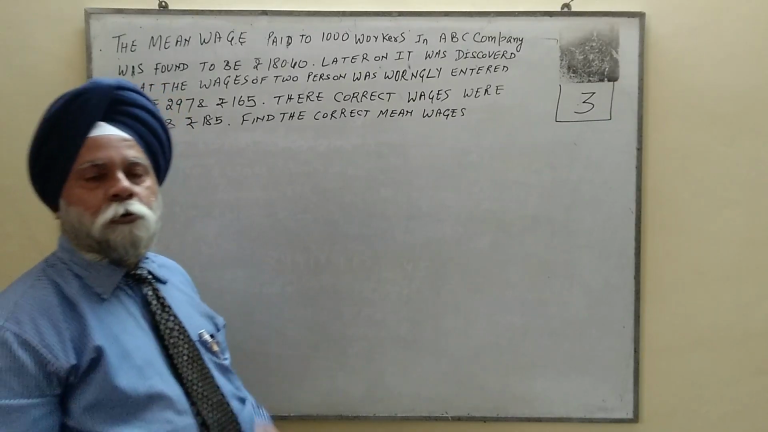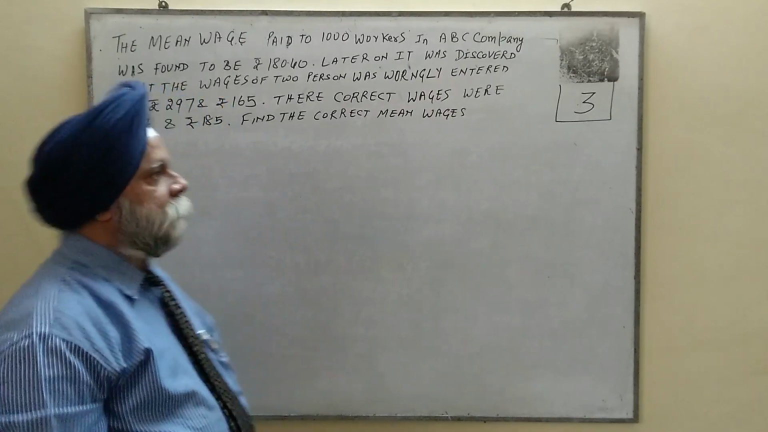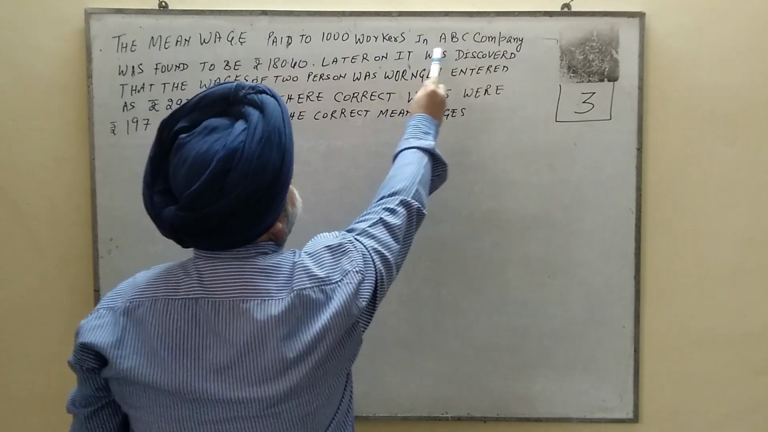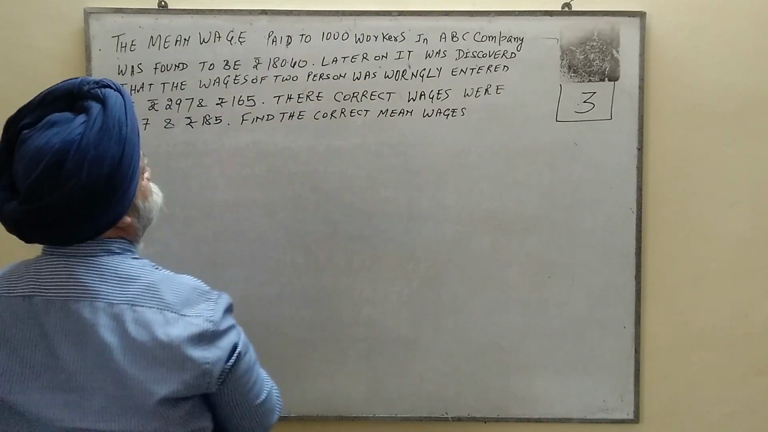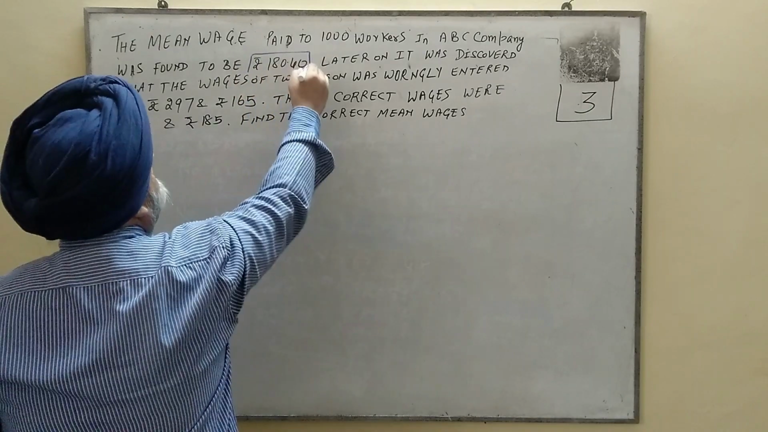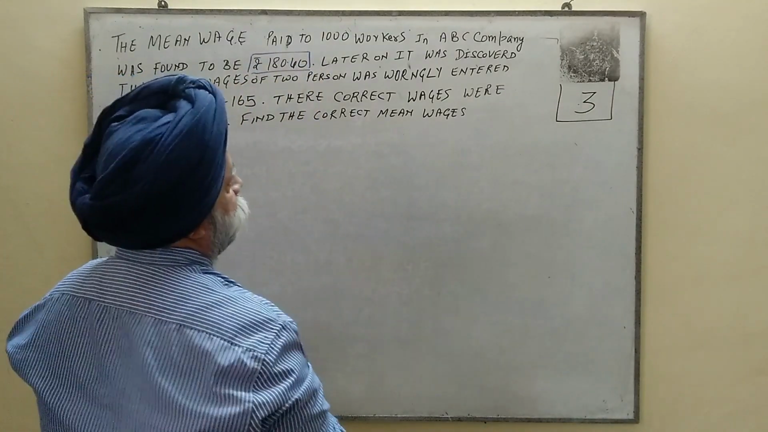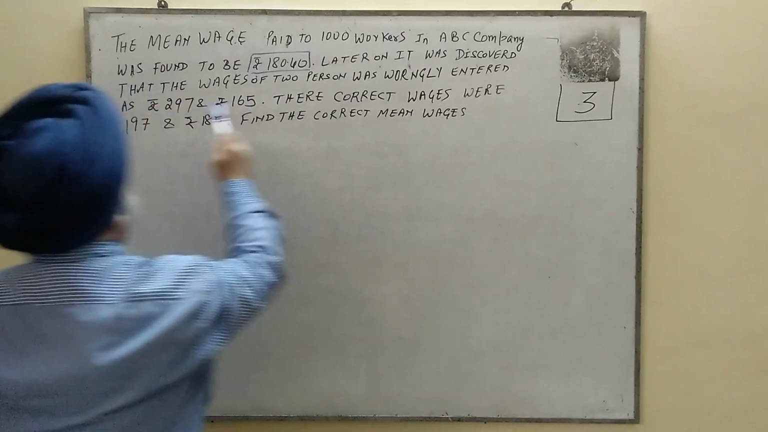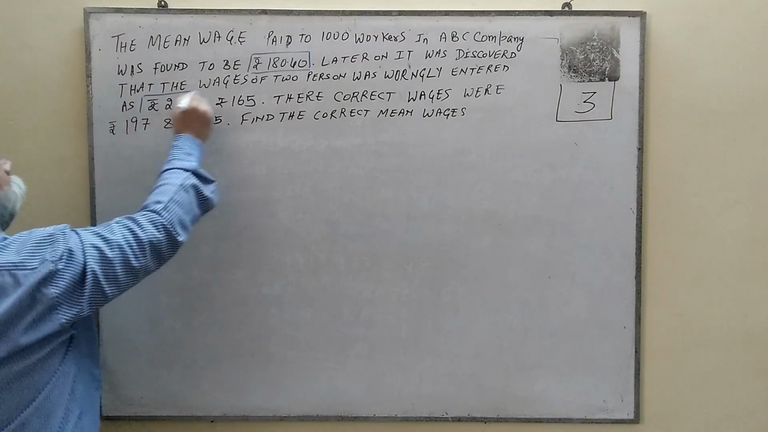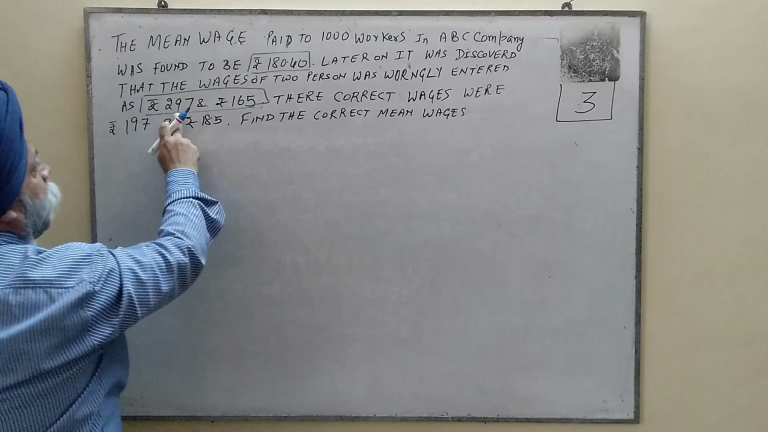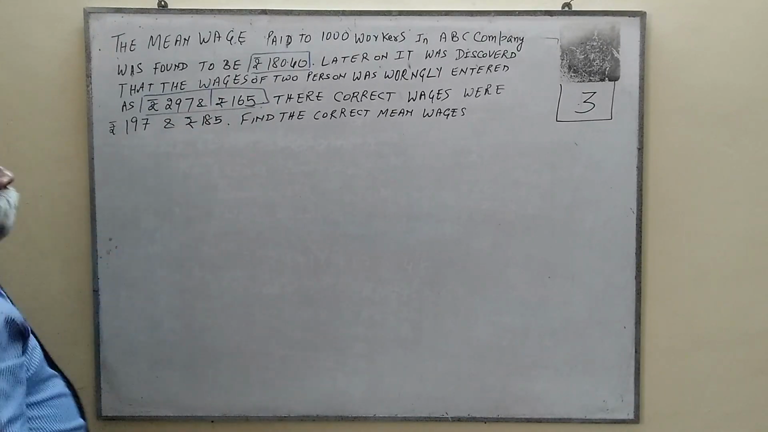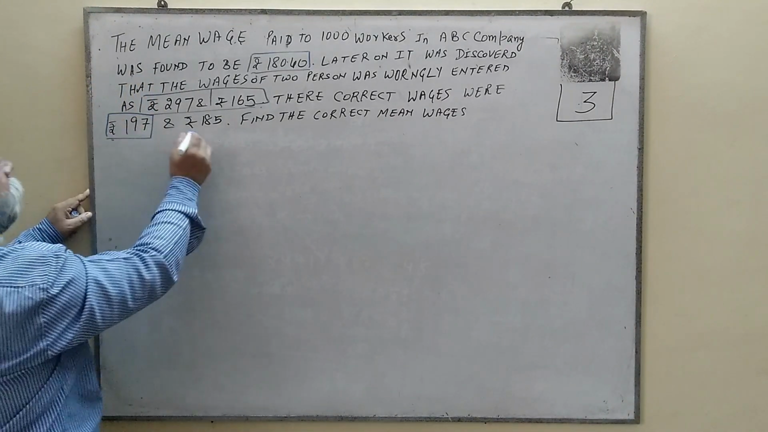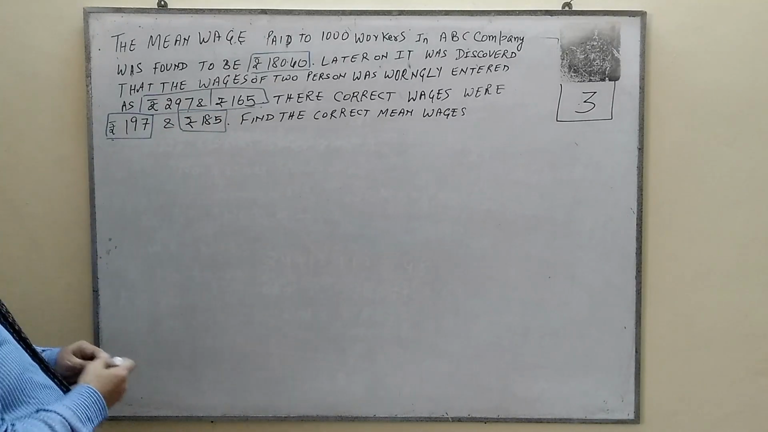Let us discuss one more question for correcting mean. The mean wage paid to the 1000 workers in ABC company was found to be this. This is the mean wage. Later on it was discovered that the wages of two persons were wrongly entered as rupees 297 and 165, whereas their correct wages were 197 and 185. Find the correct mean.